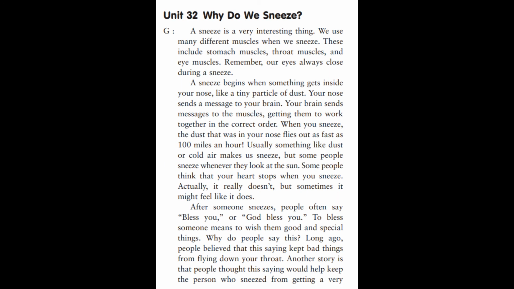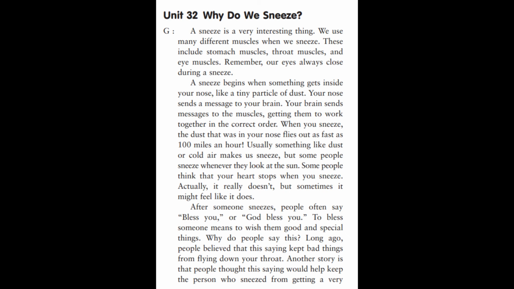Unit 32. Why do we sneeze? A sneeze is a very interesting thing. We use many different muscles when we sneeze. These include stomach muscles, throat muscles, and eye muscles. Remember, our eyes always close during a sneeze.